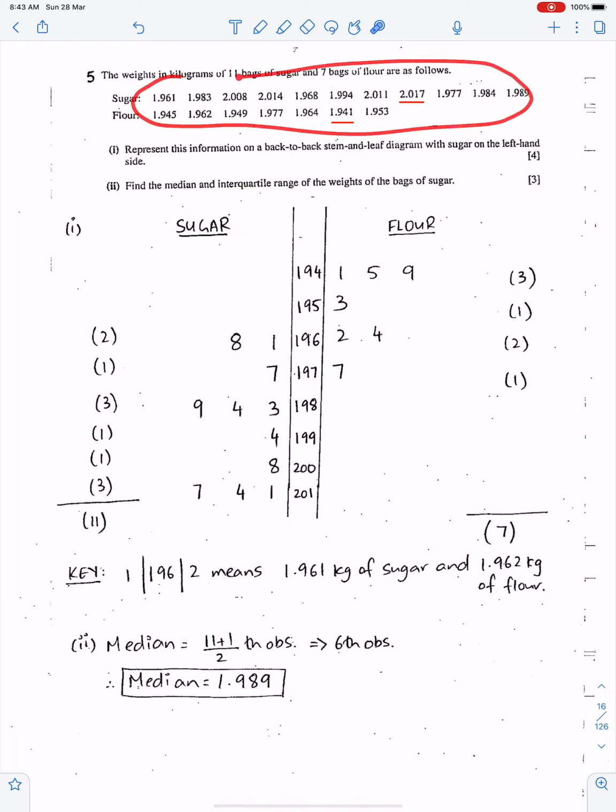First observe the smallest and highest observation. The smallest is this and the largest is this. So you should consider this as 1941. So write 194 here and then 201 till 201.